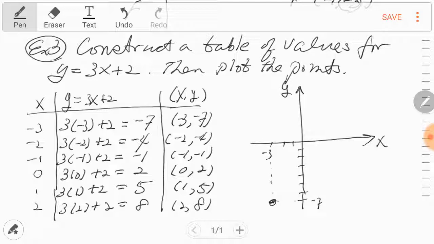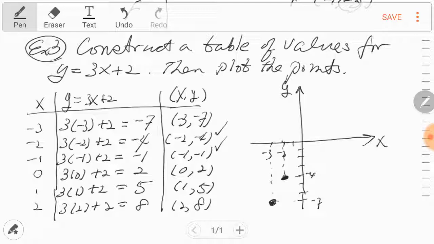So this is the first point. And the second point is -2. This one is x equals -2, and then y is -4. So move 2 units to the left, and 1, 2, 3, 4 down. -4 down. So this is the second point.